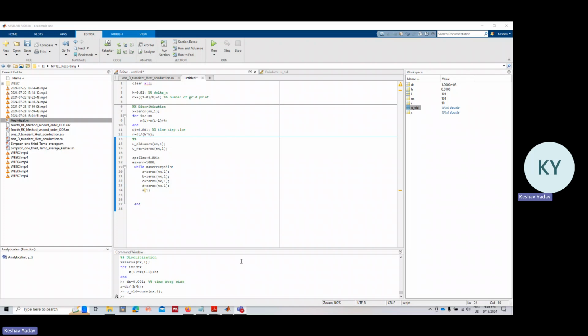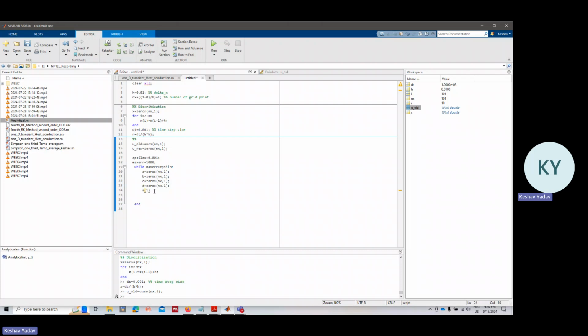Okay, so keep in mind, a1 will be equal to what? a1 will be equal to 0. Similarly, b1 will be equal to what? 1. c1 will be equal to what? Will be equal to 0. And d1 equal to 0. Okay, this is what we have defined.